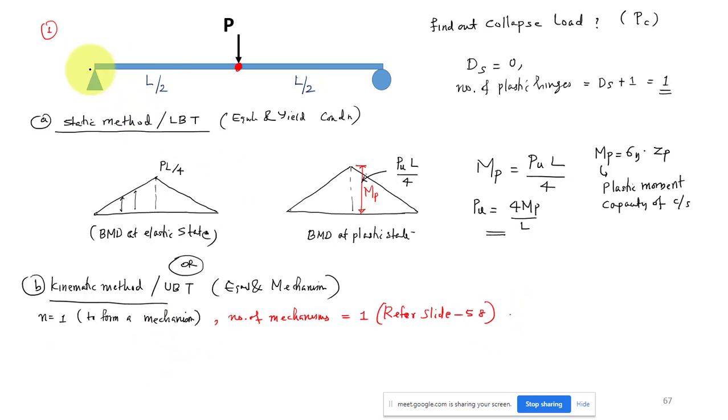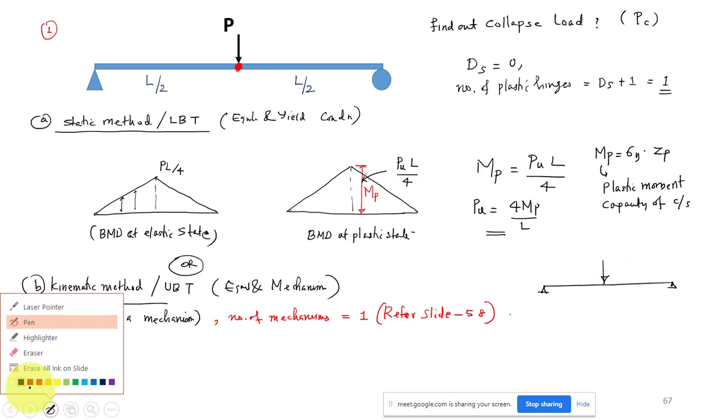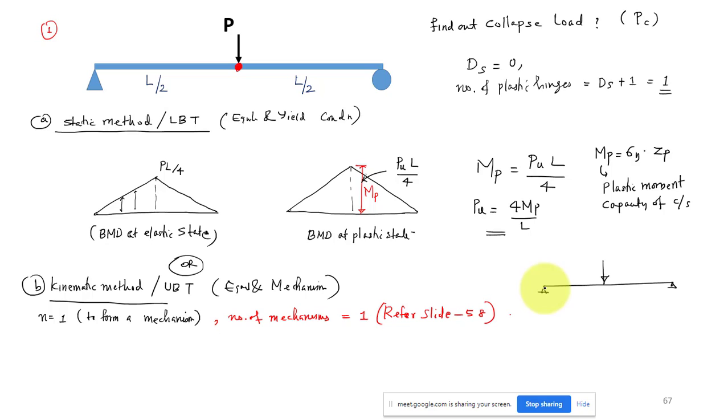So what is the mechanism? Here one hinge will be forming, and that is your mechanism. I will draw it here. This is my beam, a simply supported beam, and this is my loading. The plastic hinge will be forming at the center, so the mechanism will be like this. This is the plastic hinge, and the corresponding load will be your collapse load. So we are going to find this collapse load corresponding to this assumed mechanism.